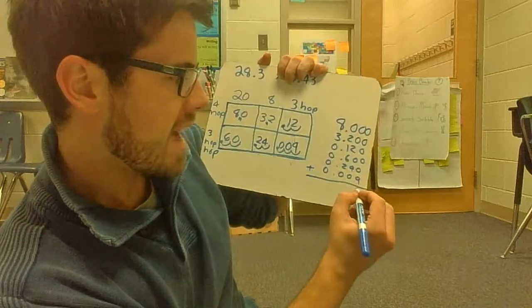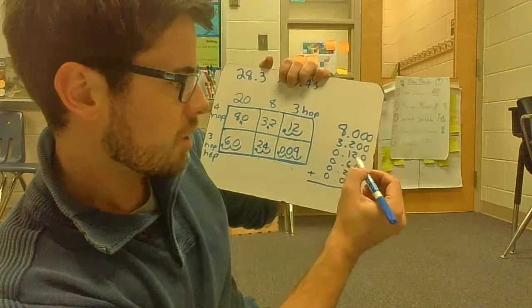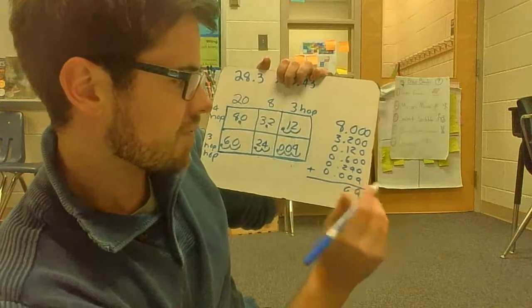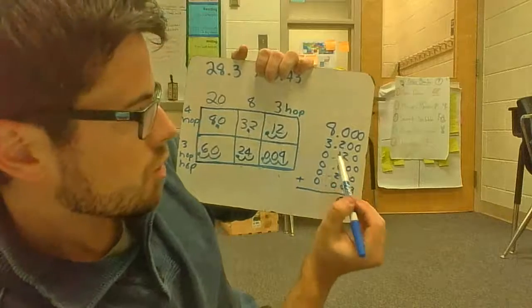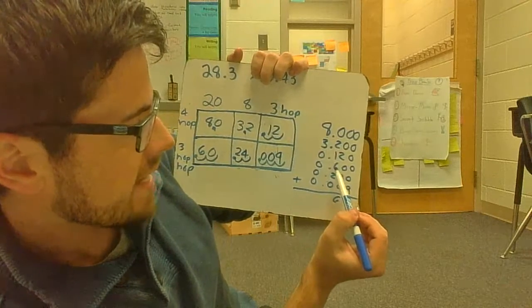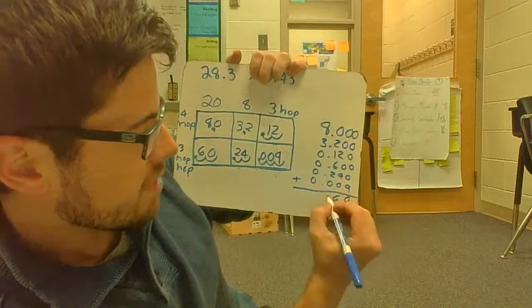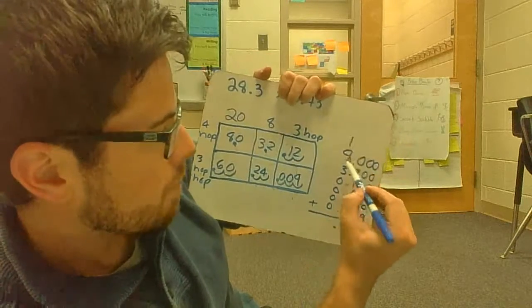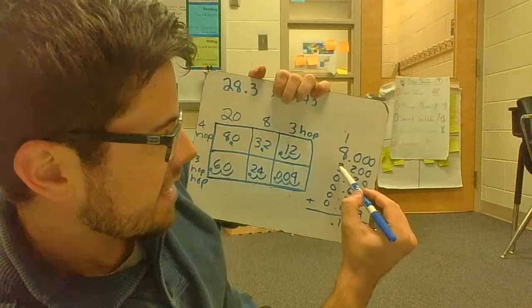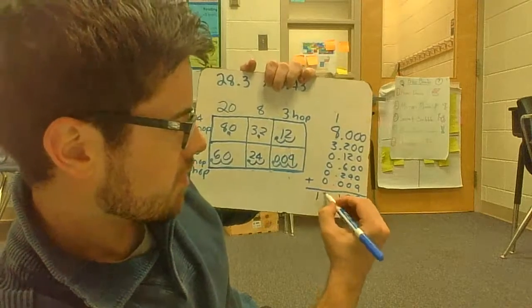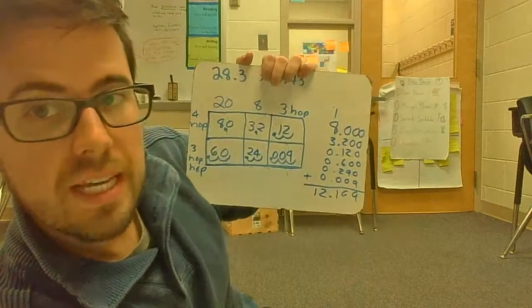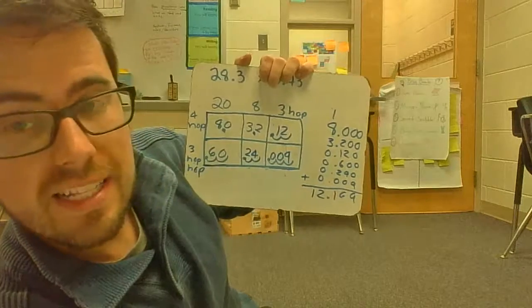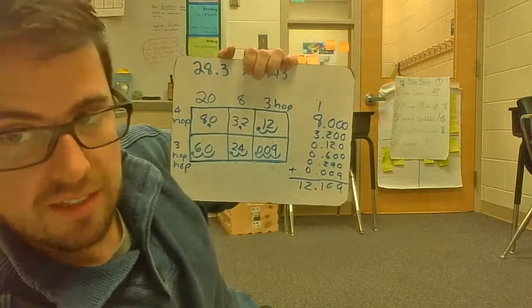All right, we get 9 for our thousandths column. 2 plus 4 is 6. 6 for our hundredths column. 2 plus 1 is 3. 9, 10, 11. So we're going to have to regroup. We'll bring our 1 hole over here. 1 plus 8 is 9. 10, 11, 12. So our solution should be 12 and 169 thousandths.